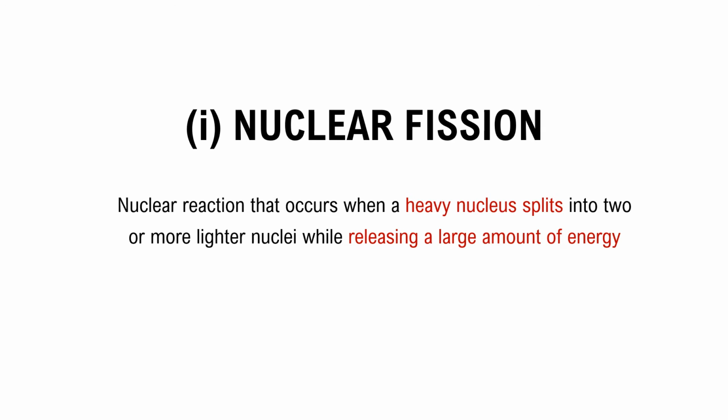First, nuclear fission. Nuclear fission is a nuclear reaction that occurs when a heavy nucleus splits into two or more lighter nuclei while releasing a large amount of energy. And the common example of heavy nucleus in nuclear fission is uranium-235.